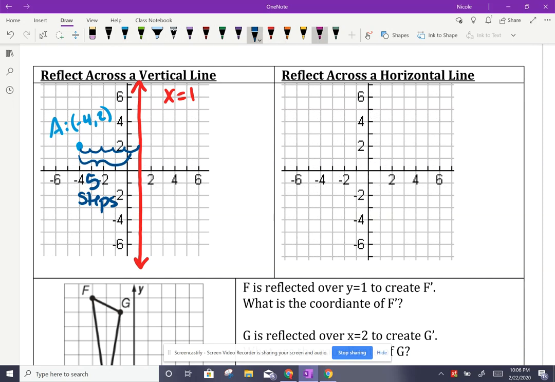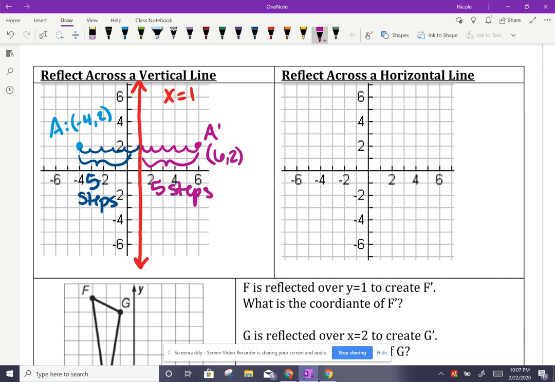So I'm going to go 1, 2, 3, 4, 5 steps. So A prime is right here. And now I can just look at my graph and say it's at 6, 2. So this is the same number of steps, 5 steps in the other direction across the line. So you count the number of steps, you take the same number of steps on the opposite side.